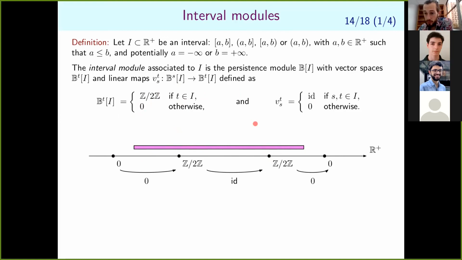Now I have to define the linear maps. Simply, the linear map v_{s,t} between V_s and V_t is the identity if s and t are in the interval. If s or t is not in the interval, the map will be zero. So this is an interval module. And you can show that such a persistence module is indecomposable. Basically, this is because it is one dimensional. You cannot put two non-trivial vector spaces into a one-dimensional vector space, right?